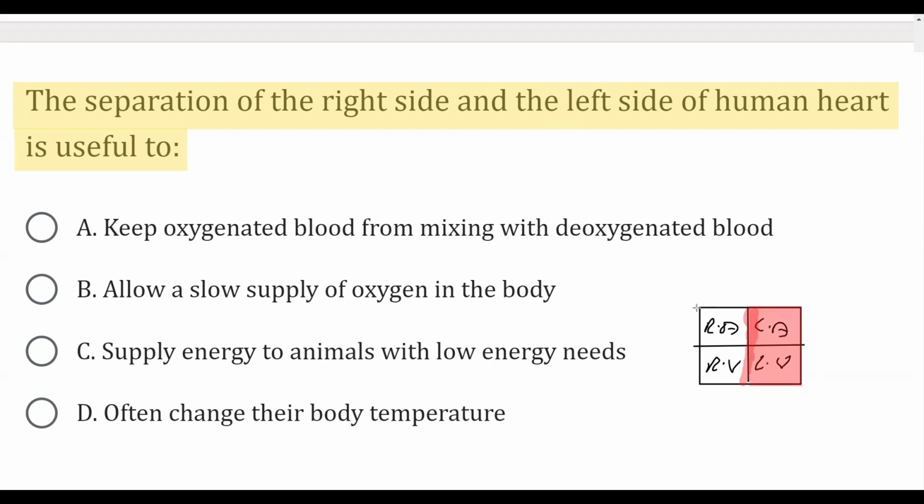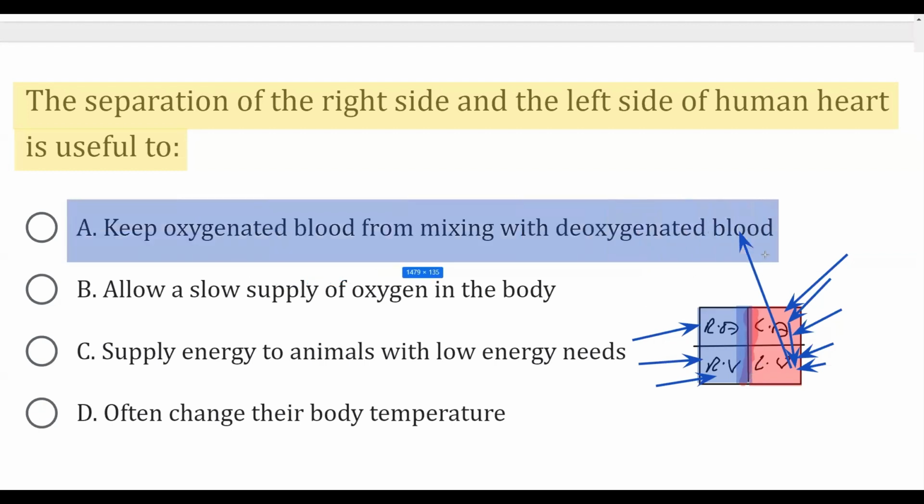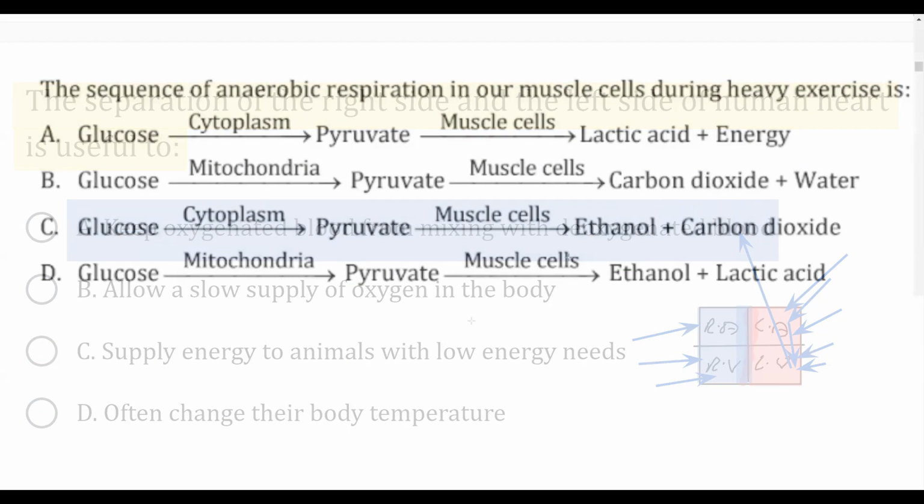So we know that the left hand side of the heart, that is the left atrium and left ventricle, receives oxygenated blood. The left atrium receives oxygenated blood from the lungs, then it goes to the left ventricle and then to the rest of the body. So this side has oxygenated blood and this side has deoxygenated blood. And as I said, the septum, the middle wall dividing it, keeps the oxygenated and deoxygenated blood separate. So we'll say that A is the correct option in this case.